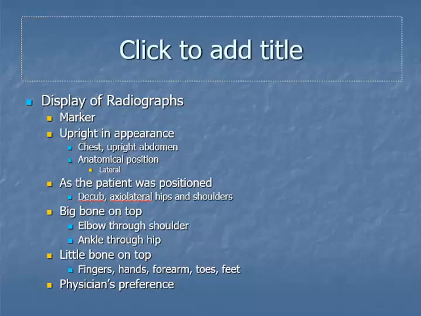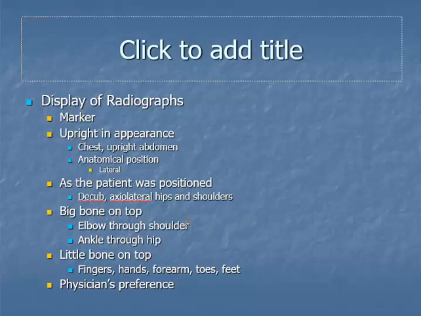So anatomical position with the patient lateral. I've worked in hospitals where we hung the images as if the patient was looking to the right. And I've worked in hospitals where a lateral chest x-ray looked like the patient was looking to the left. So again, hospital protocol you've got to follow there. So you'll view or display the image as the patient was positioned for your decubitus, your axiolateral hips, your shoulders, things like that.